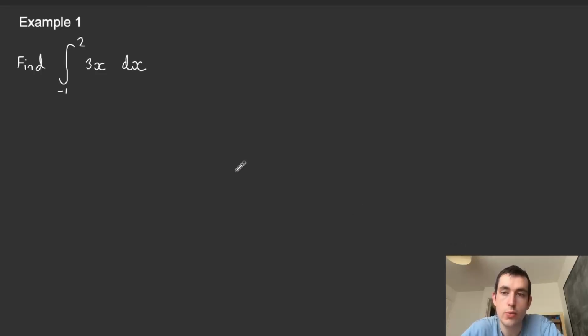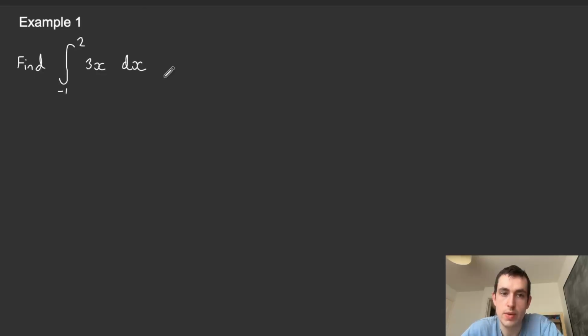In example 1, we are asked to find this. Based on the last video, we know it's an integral because it's got this squiggly line and the dx, but this time we might say that we are integrating from -1 to 2, so from the bottom limit to the top limit. It probably makes more sense graphically, which we'll see later on, but for now we'll answer this question and we'll get a numerical answer.